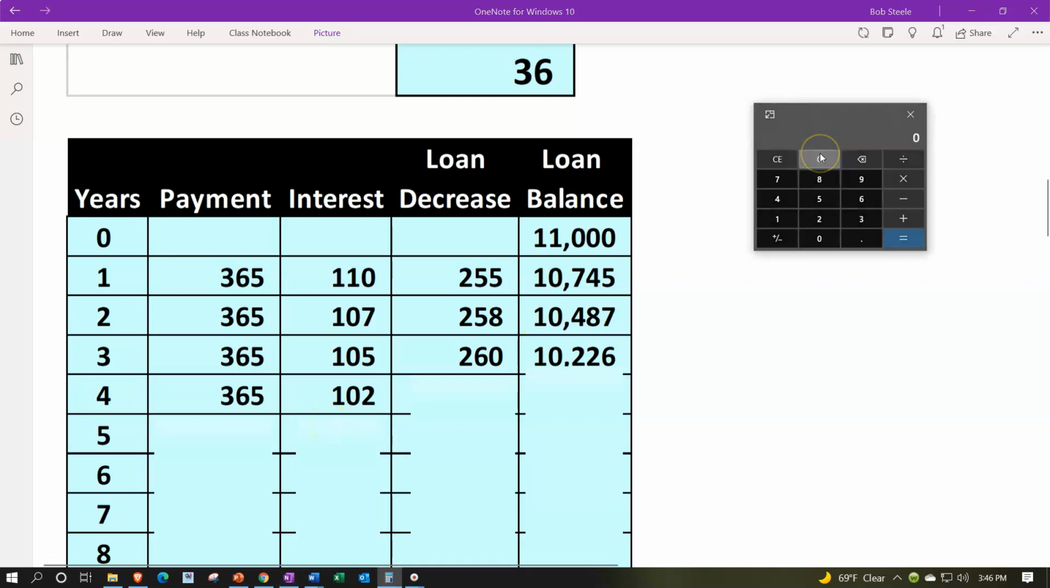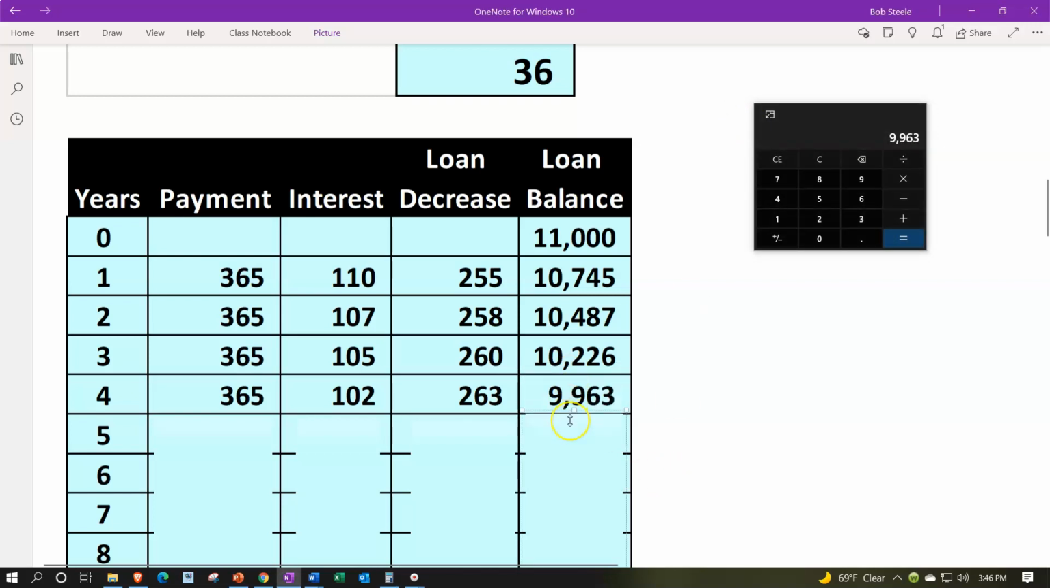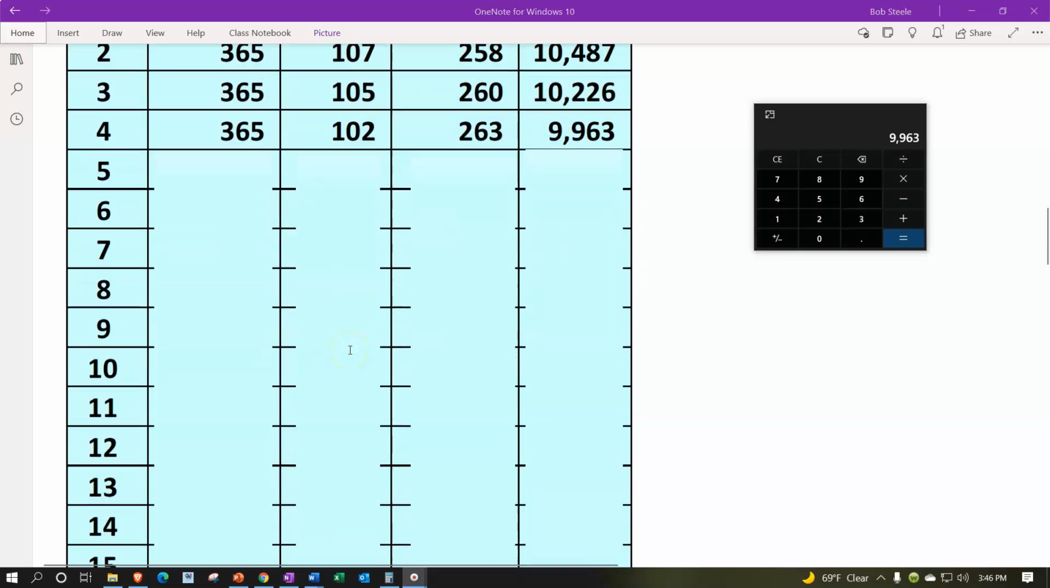We can then take the 365 payment minus the 201. That will give us our loan decrease of the 263. The prior balance, 10,226 minus the 263, will then give us a new loan balance of the 9,963. Now, this is a tedious process, but you can simply copy this down in Excel.